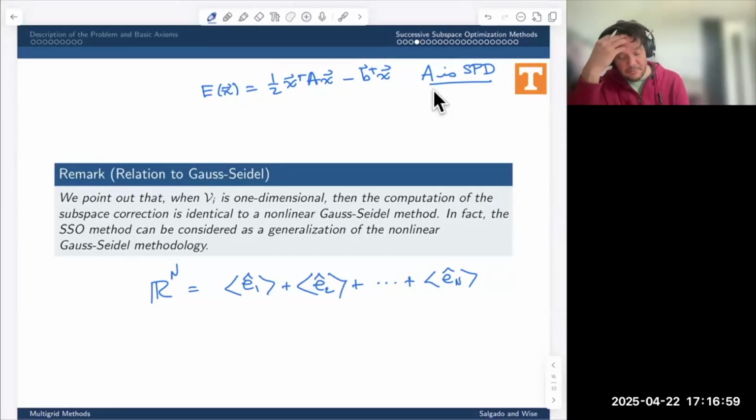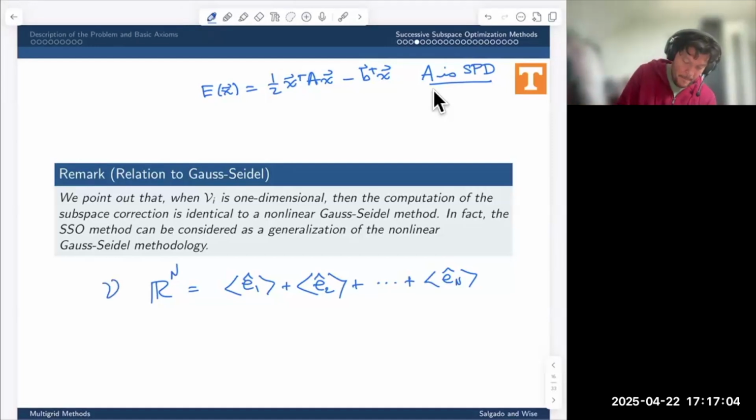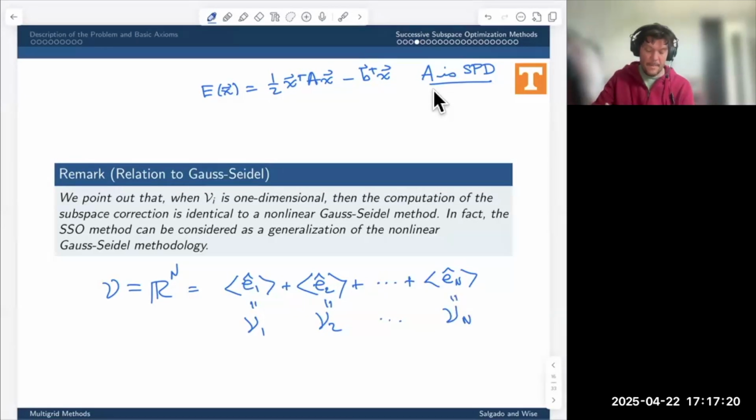If I have a finite dimensional problem, and this is my V, and this is my subspace decomposition, right? So this would be V1. This would be my V2. This would be my Vn. Perfectly good example. And then suppose next that my energy is quadratic like this, where A is SPD, then this is nothing more than Gauss-Seidel. So SSO is Gauss-Seidel.